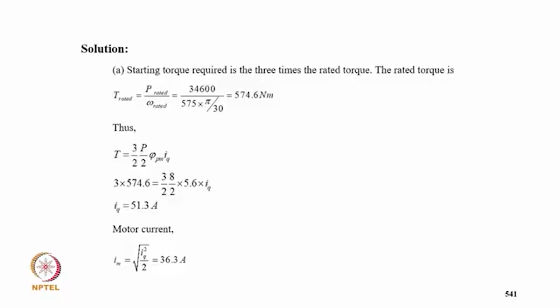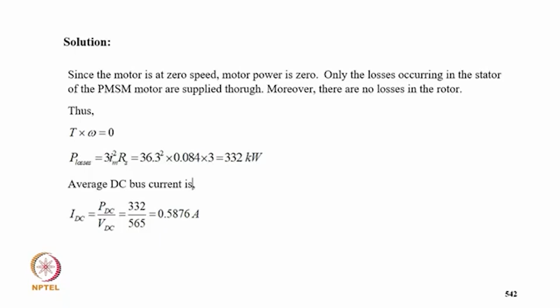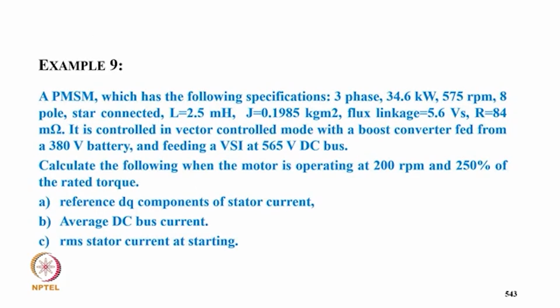So the solution is: starting torque required is 3 times the rated torque. The rated torque is T rated equal to P rated upon omega, 576.6, and thus putting in the value, 3 times the rated torque. In this, the IQ comes to 51.3 and motor current is IM equal to IQ by root 2, 36.3 ampere. Since the motor is at 0 speed, motor power is 0, only losses are occurring in the supply. Moreover, T equal to 0, so P loss equal to 3 IM square RS, that comes to 3.2 kilowatt, and average DC bus current is IDC equal to PDC upon VDC, so it comes to 0.5876 ampere.